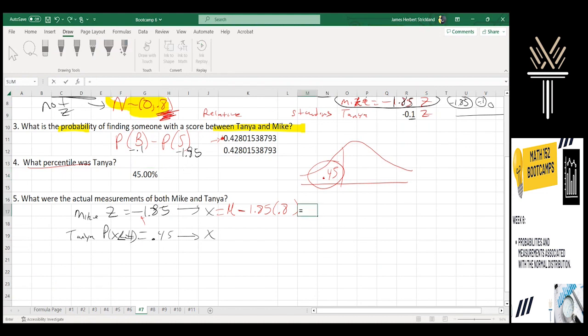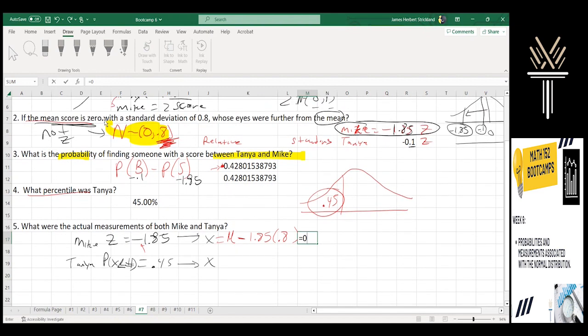So equals, our mean was 0. It told us that on number 2, mean score is 0. And then minus 1.85 times 0.8. And there's our actual measurement. Obviously, you'd want to check your decimals just to make sure, but that's the measurement.